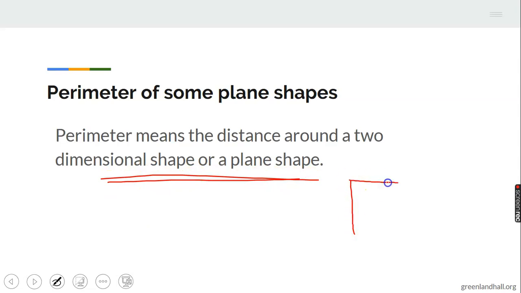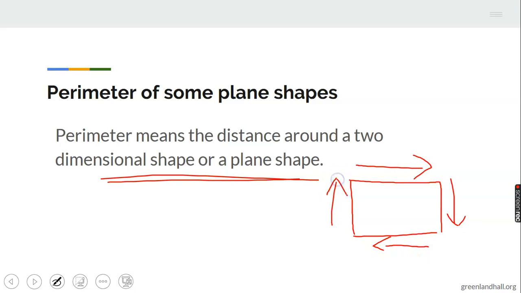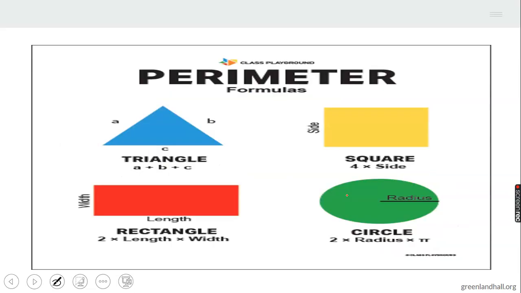That is the outer boundary, the addition of everything. So if you're talking about perimeter, it's like outside. That is the meaning of a perimeter. But for the scope of what we are looking at, we will only be considering a square, a rectangle, and a triangle. How do you find the perimeter of a square, a rectangle, and a triangle?